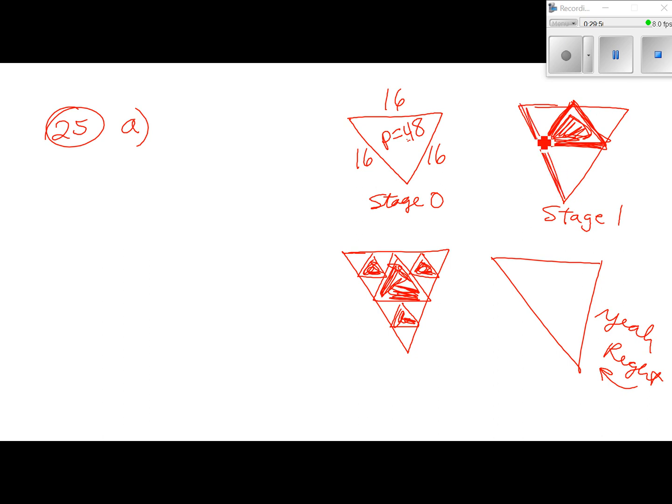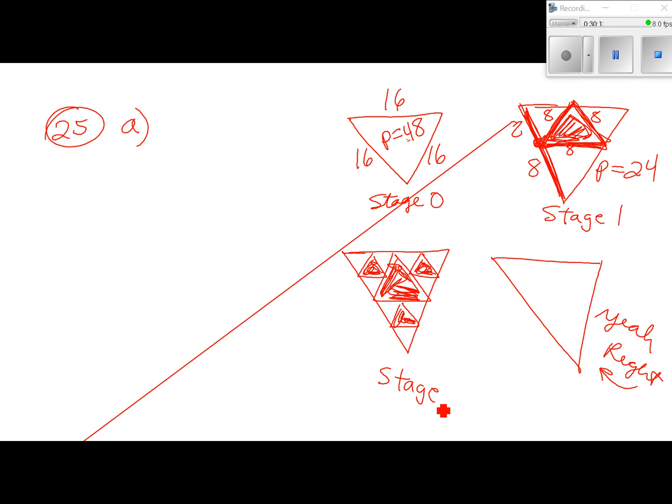Well, if we look at this, remember that if this is a midpoint, then this is 8, that's 8, that's 8. Well, this mid-segment's also 8. And then it's going to work for all the others, so that's 8, that's 8. Well, the perimeter then is 3 times 8, which is 24. That's the answer to part A.